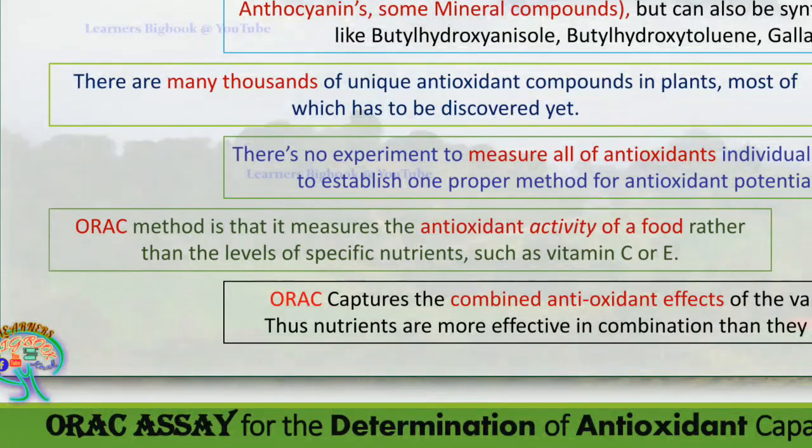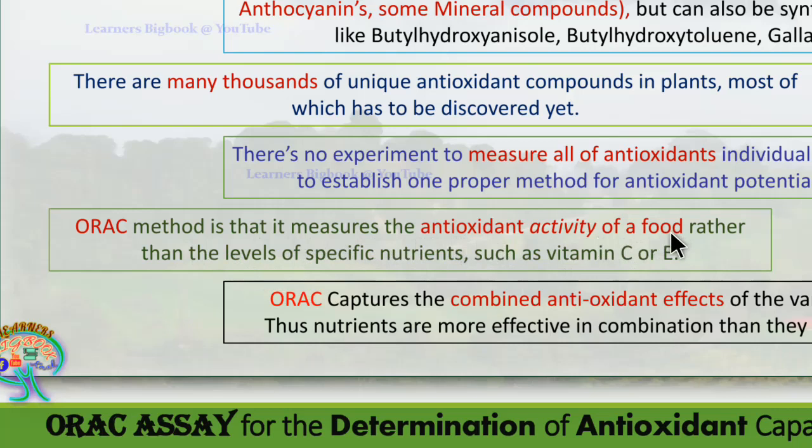It is the oxygen radical absorbance capacity, that is the antioxidant influence which can be made through those foods on our body, where they can counter the free radicals present in the biological system. So here, with the help of the ORAC method, we can measure the antioxidant activity of a food rather than the levels of specific vitamin C, vitamin E, vitamin K, vitamin D. Like that, we need not measure the unique antioxidants. Instead, we can measure the direct antioxidant activity of that food.